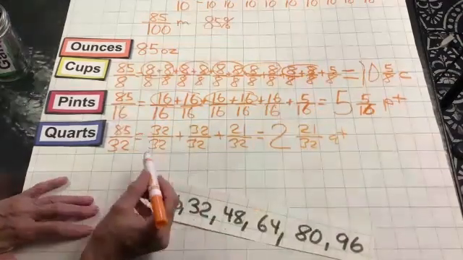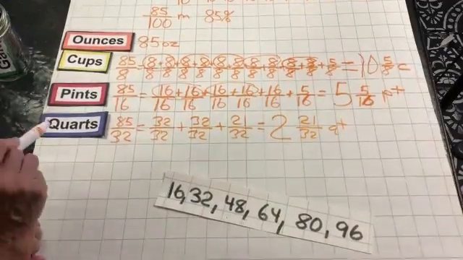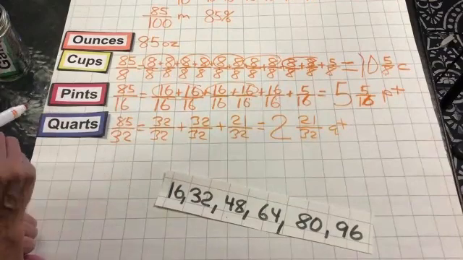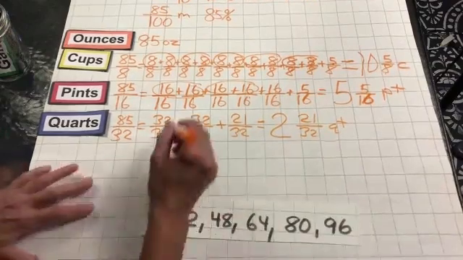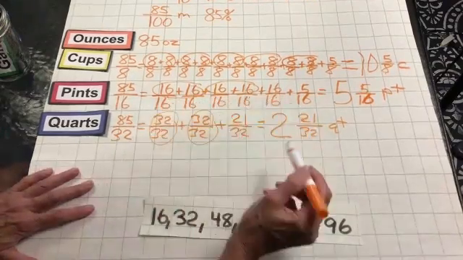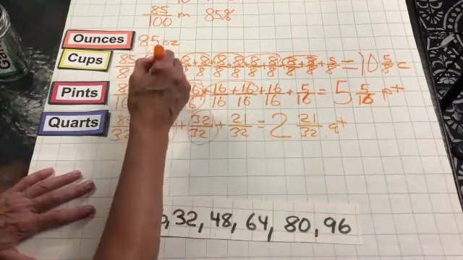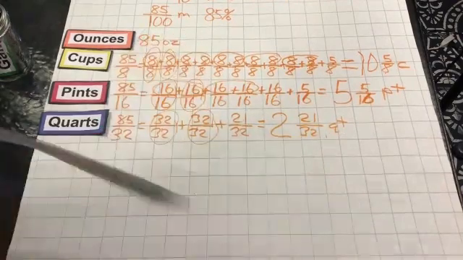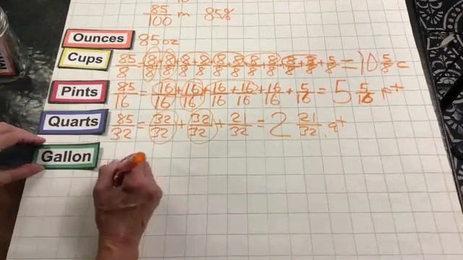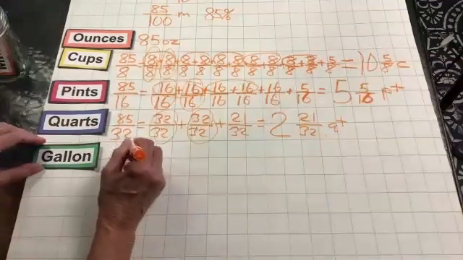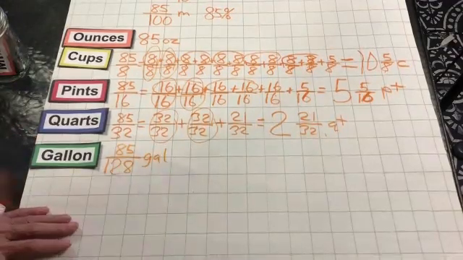Now remember, 32 over 32, 16 over 16, any fraction that has the same number on the top as the bottom, the same numerator as the denominator, is equal to 1. So that would be 1 whole. When we're talking about quarts, this is 1 whole pint, 1 whole cup. All right, just a little review there. Now, when we talk gallons, it takes 128 ounces to make a gallon. We only have 85, so we have 85 128ths of a gallon.